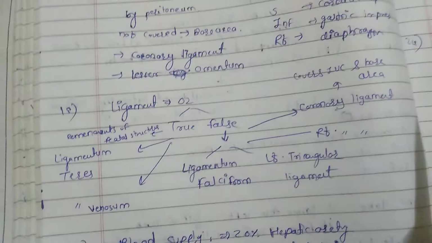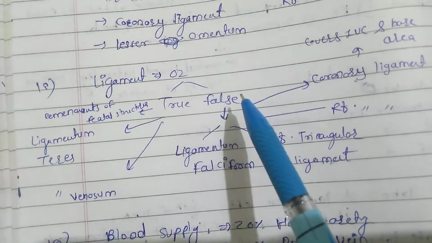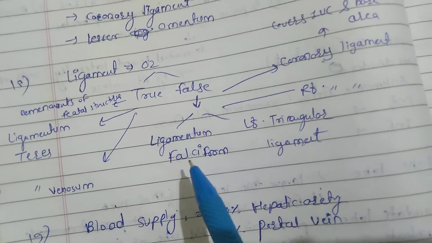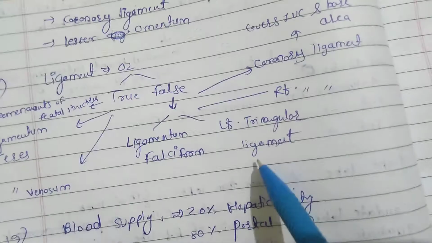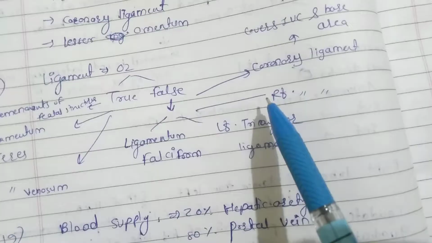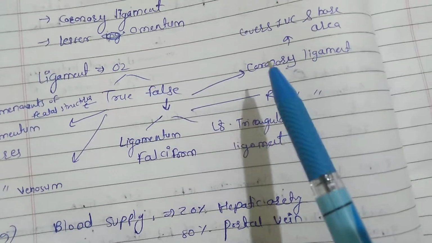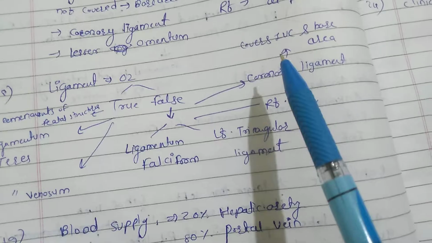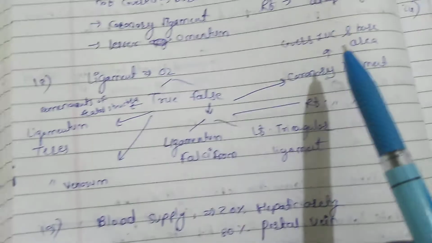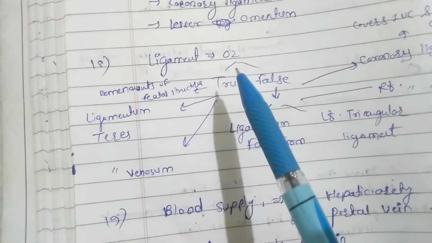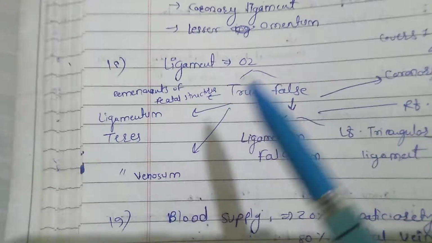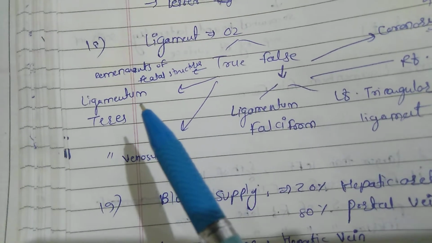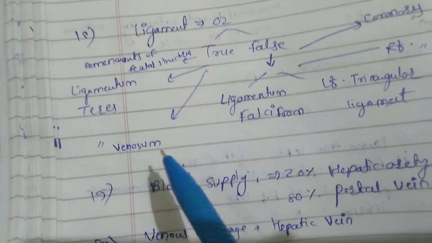Now the ligaments. There are 2 ligaments, true ligament and false ligament. The false ligament contains the ligamentum falciform, lateral triangular ligament, right triangular ligament and coronary ligament, which covers the inferior vena cava and bare area. Now the true ligaments: these are actually remnants of fetal structures. They contain only 2 ligaments, the ligamentum teres and ligamentum venosum.